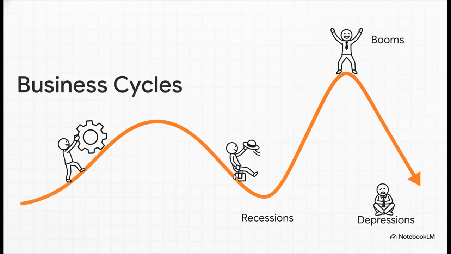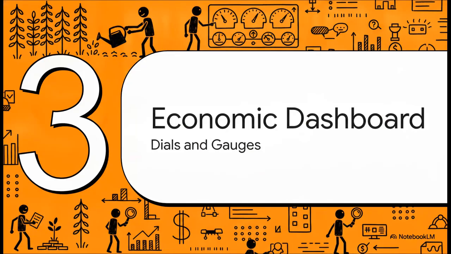Macroeconomics tracks these business cycles heavily. We're talking about the expansions where the economy is growing, the booms where it peaks, the recessions where it starts to pull back, and the depressions where it severely contracts. By using aggregate indicators, economists can build models to help navigate these massive waves and formulate strategies to get us through them safely. To measure all of this, we move to Section 3, reading the economic dashboard, dials and gauges.